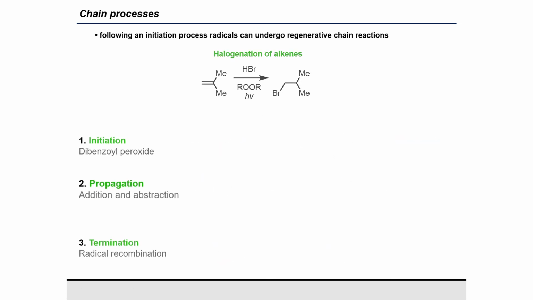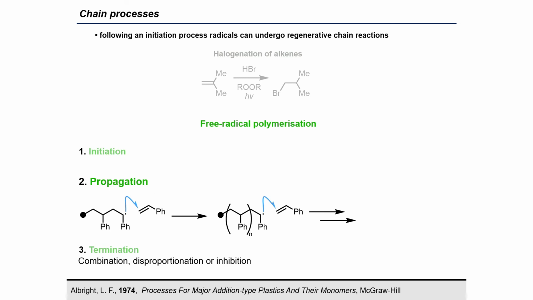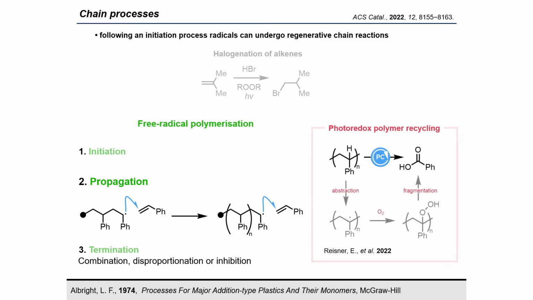A particularly important class of radical chain reactions is free radical polymerization. This process is dominated by the propagation step, where addition of a radical into successive monomers enables the growth of the polymer chain. More recently, radical processes which can break down polymers into useful commodity chemicals have become an area of particular interest, due to their application in the recycling of plastics. In this recent example from the Reisner group, it has been demonstrated that photocatalyzed hydrogen atom abstraction, followed by oxidation and fragmentation, can allow the conversion of polystyrene to benzoic acid.